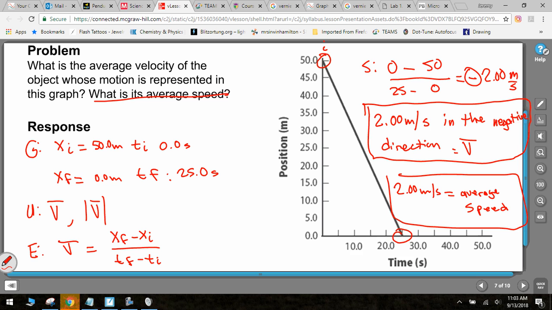Those are my two answers. So my average velocity was 2.00 meters per second in the negative direction, and the average speed was 2.00 meters per second. No direction. Again, velocity is a vector. It has magnitude, this number here, and it has a direction. Speed is a scalar, so it just has magnitude. Both of them have units. Don't forget your units. All right. Go on to the next little piece.